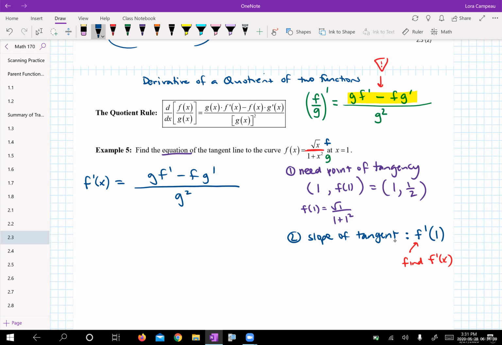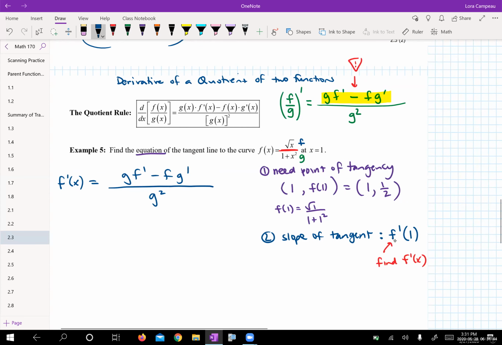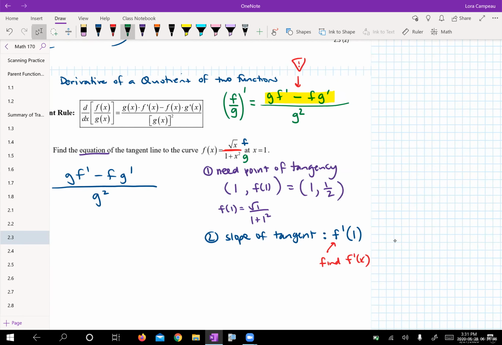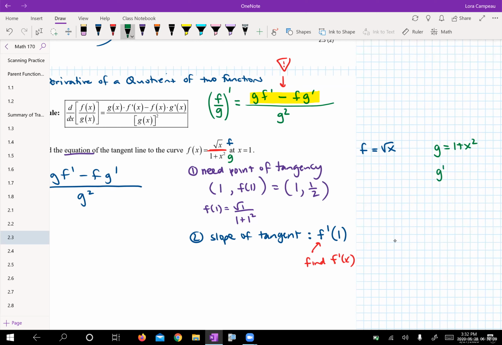And before we can do anything, it might be useful, as a little scratch work off to the side, to show your work for who you named your f. In our case, it was the square root of x. Who you named your g. In our case, it was 1 plus x squared. And then the calculation for your derivatives. I'll do g first. That one's a little quicker for me. G prime: derivative of 1 is 0, derivative of x squared is 2x.